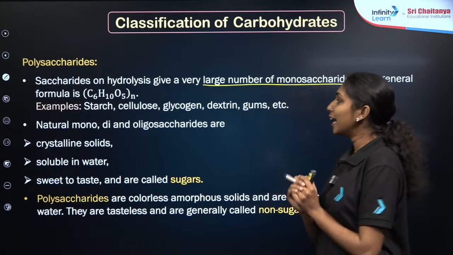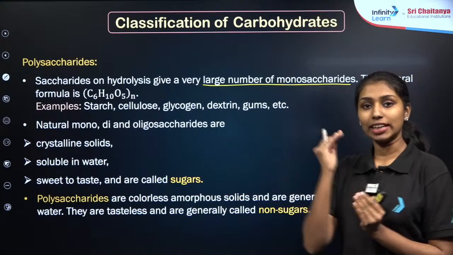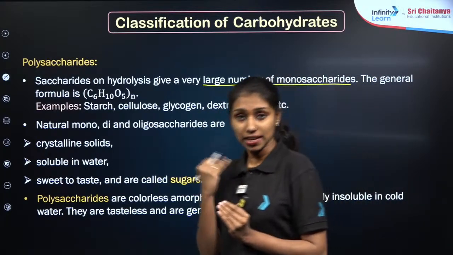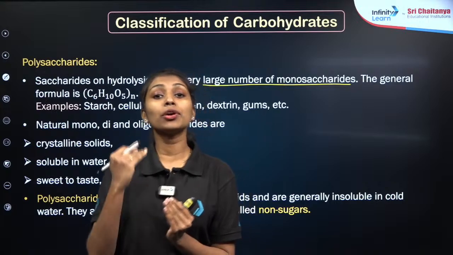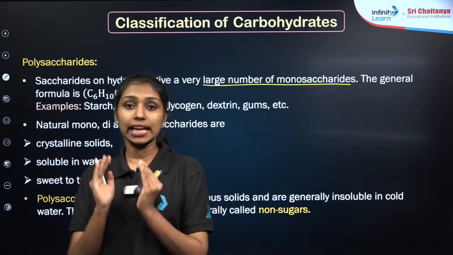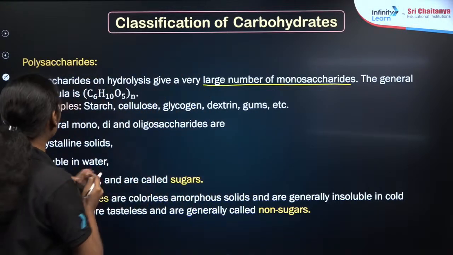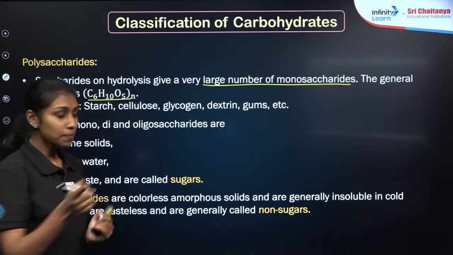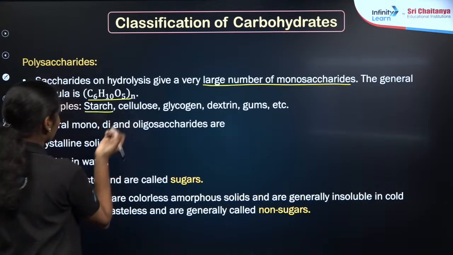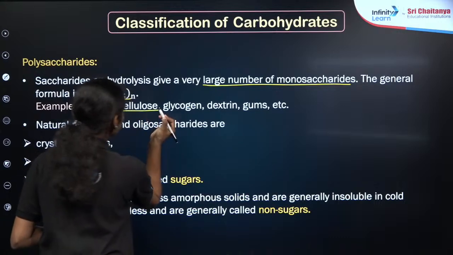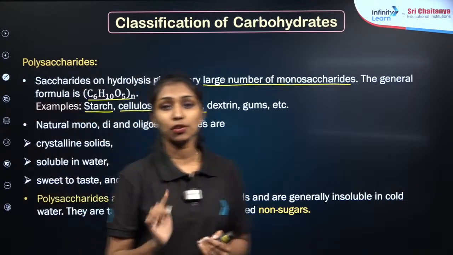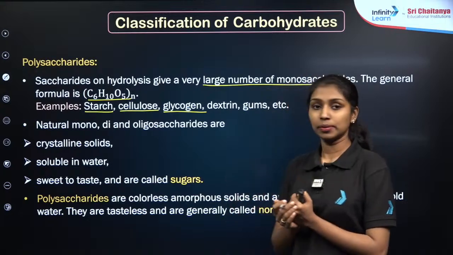Okay, fine. Now we will be moving to the polysaccharides, right? Whenever carbohydrates undergo hydrolysis and form more than 10 monosaccharides, they are called polysaccharides. The general formula is (C6H10O5)n. Examples are starch, as we already know, cellulose, glycogen, animal starch, dextrin, gums, etc. Clear?